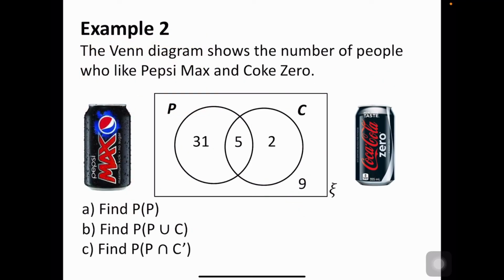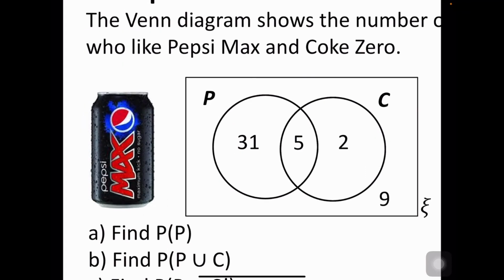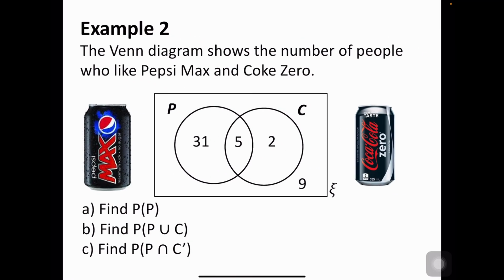Okay, so before I go through example 2, please make sure you've drawn those Venn diagrams in your book and you have made a note of all the key information thus far in this lesson. Example 2 is a question whereby they've given us a Venn diagram. It shows the number of people who like Pepsi Max and Coke Zero. So P stands for Pepsi, so I'm assuming it's this circle, and C stands for Coke, of course, Coke Zero.